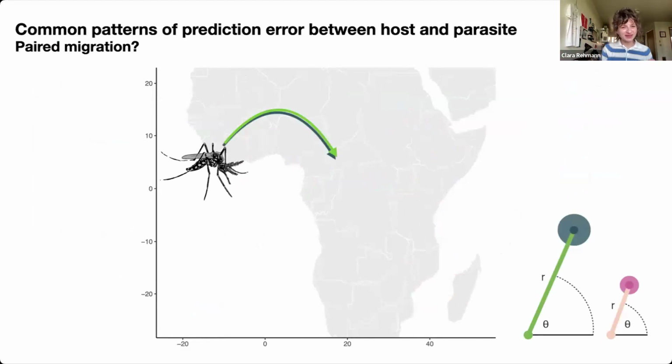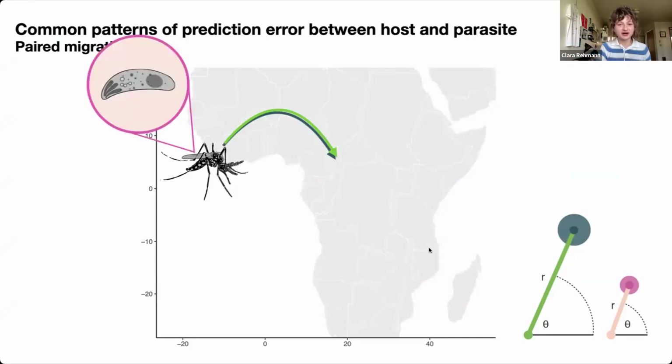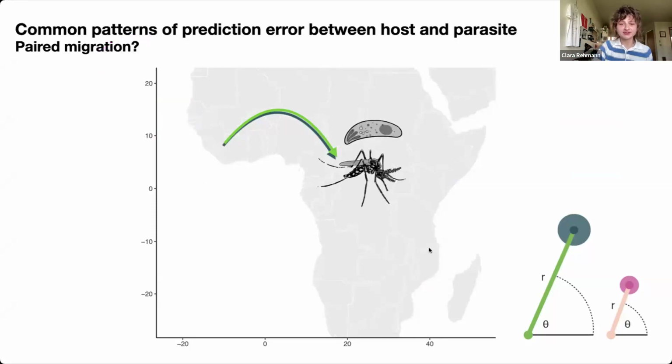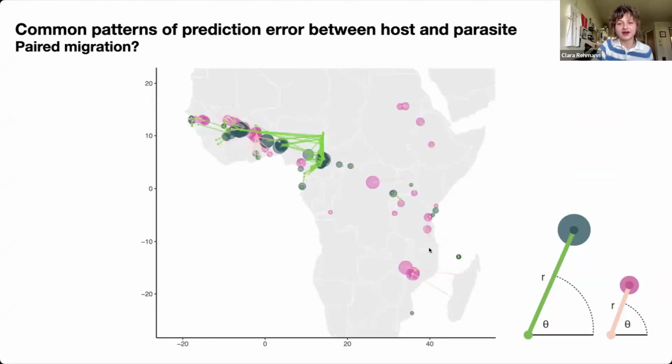And so what we think may be happening is that we know mosquitoes are going to move across the landscape, maybe not that far, but they move. And since Plasmodium is an obligate parasite, if one is infecting a mosquito when it moves, it's going to move with them. And so when these guys end up in a new location, they're still going to be more genetically similar to the populations that they originated from. And so we're going to have similar error patterns. So that's a cool biology explanation.